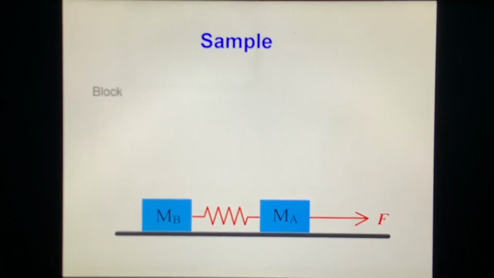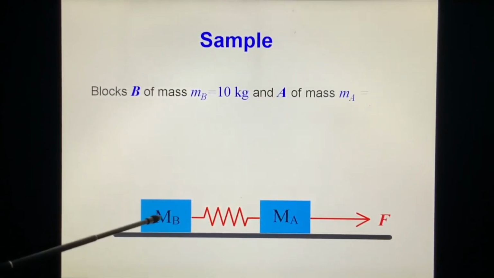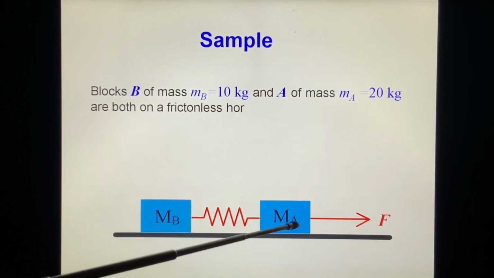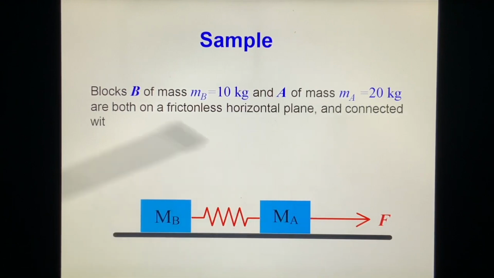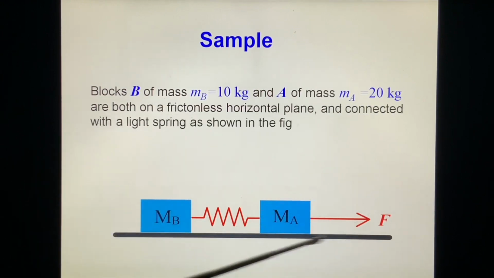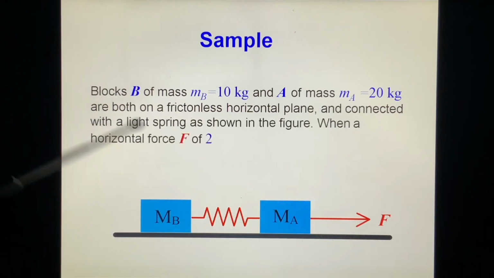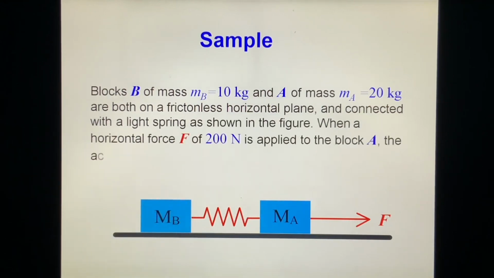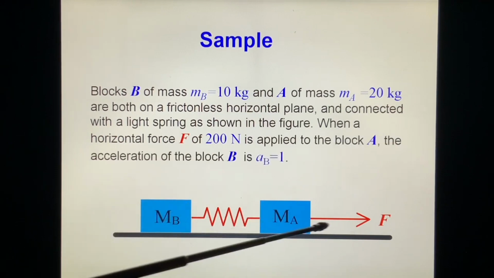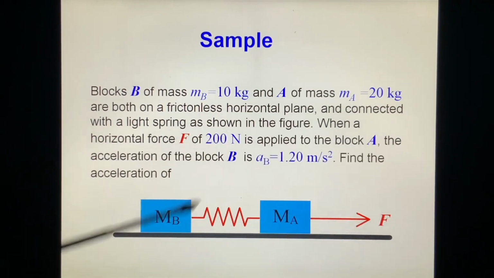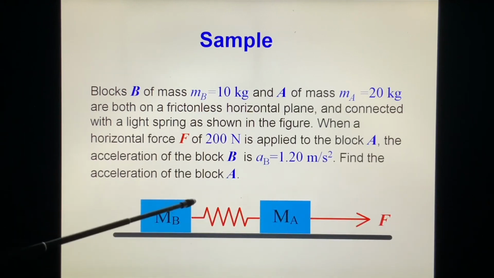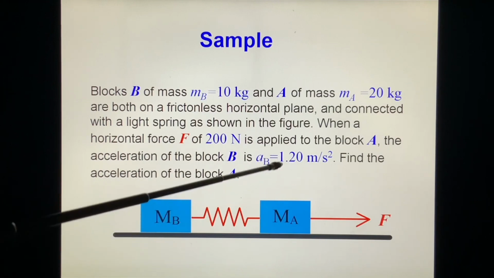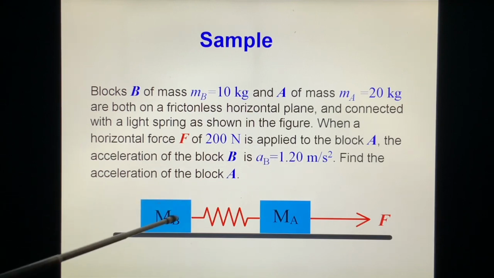Sample. Block B of mass mB, 10 kilogram, and A of mass mA, 20 kilogram, are both on a frictionless horizontal plane and are connected with a light spring, as shown in the figure. When a horizontal force F of 200 Newton is applied to block A, the acceleration of block B is aB equals 1.20 meter per second squared. Find the acceleration of block A.